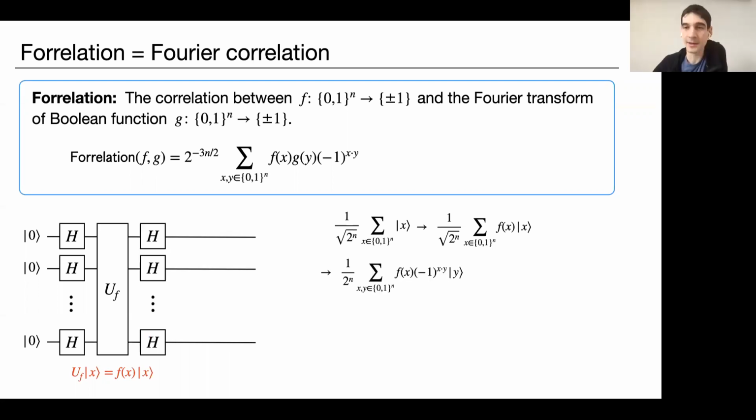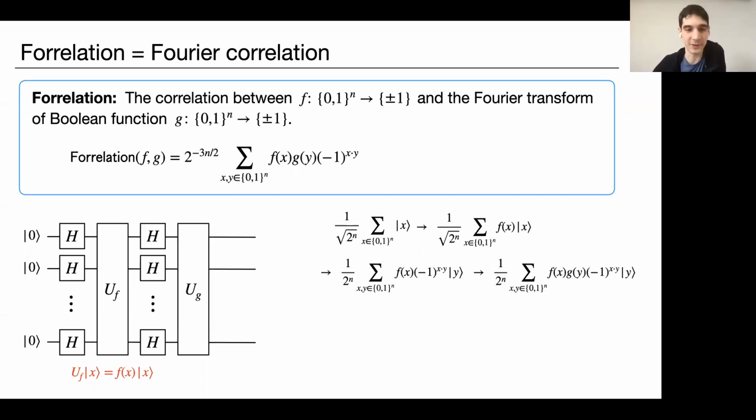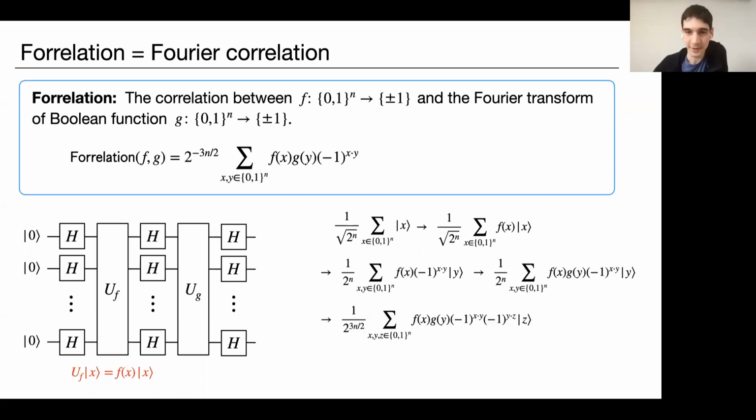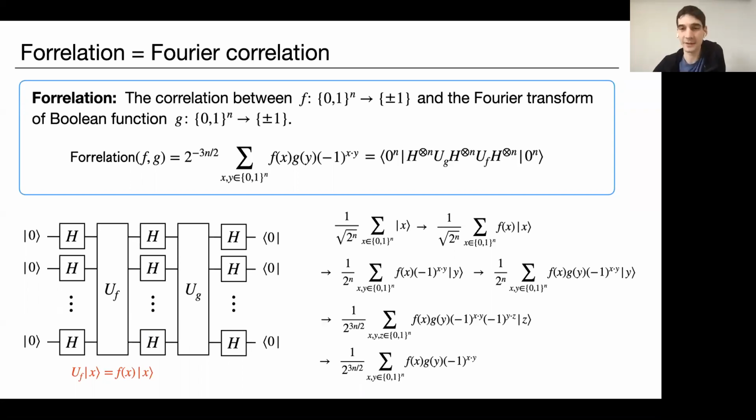Then you apply a layer of Hadamards. So this is what's doing the work of the Fourier transform here. Then you apply the phase oracle of the Boolean function g. You apply another layer of Hadamards, and you consider the amplitude on the all zero state. It's not so important that you followed all the lines of the algebra there on the right. But what you see is that you have this transition amplitude in this nice simple quantum circuit equal to the correlation that we wanted to compute.